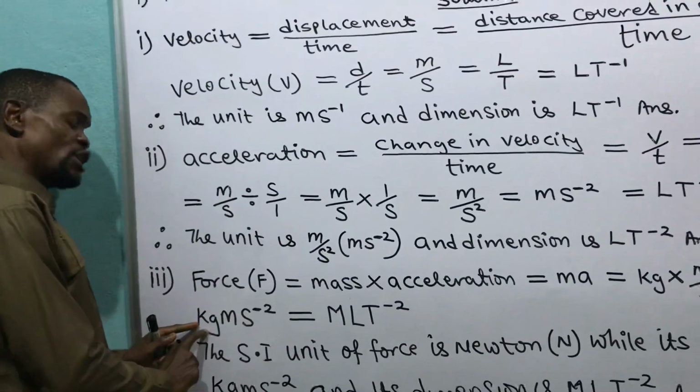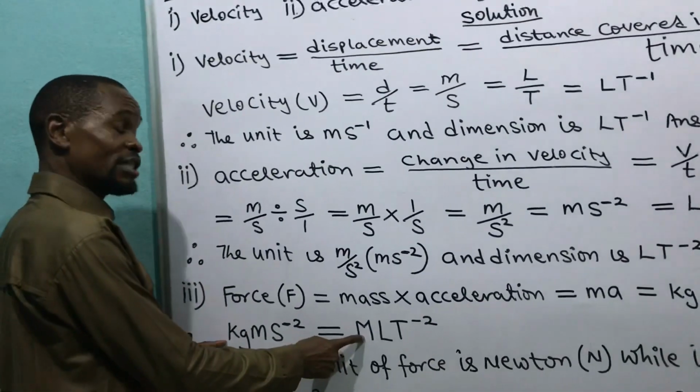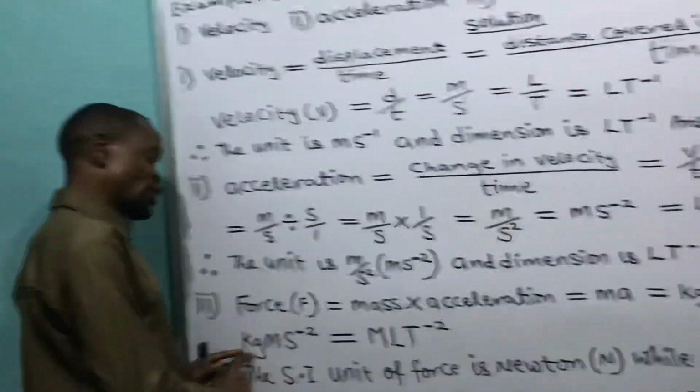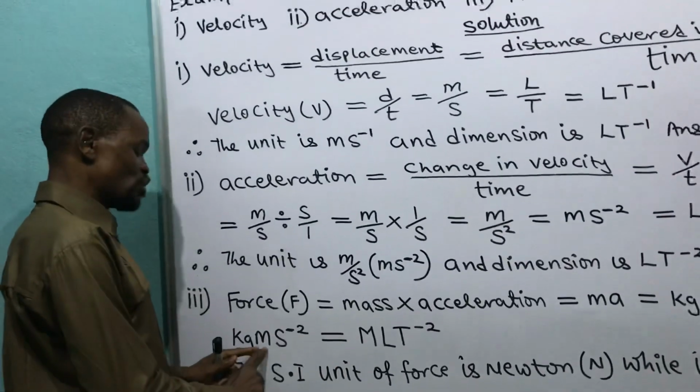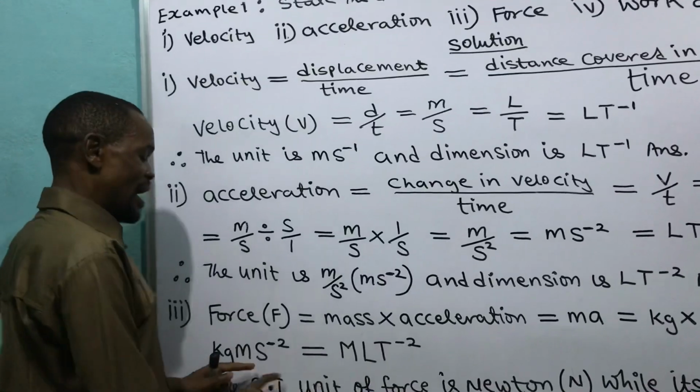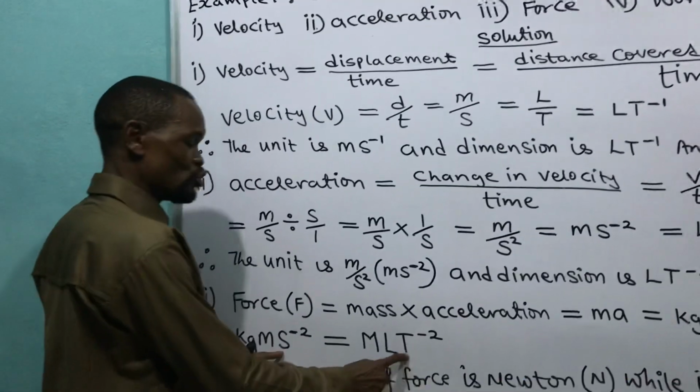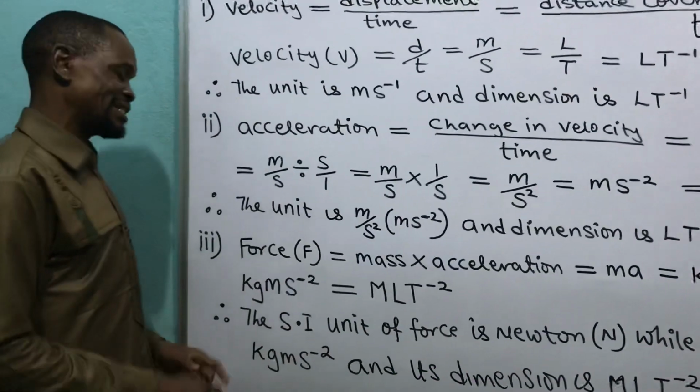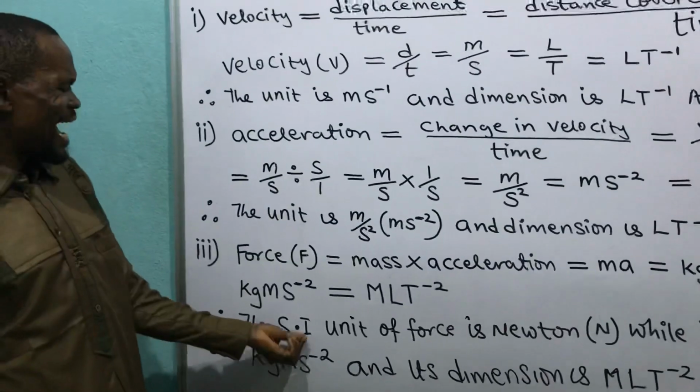What is the dimension of kilogram? It is capital M, which is the mass. The dimension of kilogram is capital M. The dimension of meter is capital L. And the dimension of seconds is capital T minus 2. And that's it.